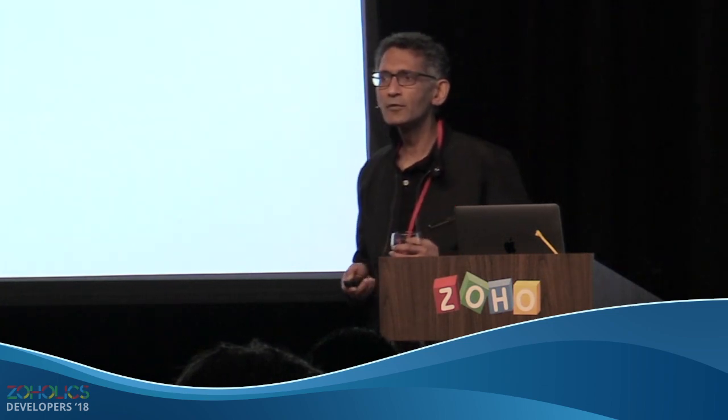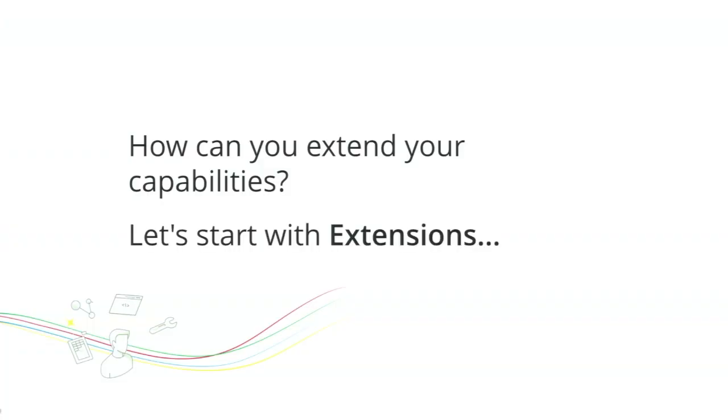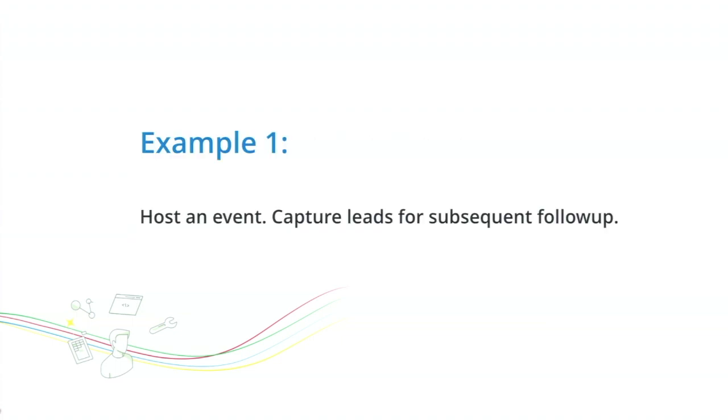So how can you extend capabilities for Zoho apps? I'm going to start with the simplest idea here, the notion of extensions. So you actually know what this is. Let me quickly introduce a couple of examples. So here's an example of one. Let's say you're hosting an event, like this, or maybe a smaller one. It's a lead sharing event. It's a lead generation event, right?